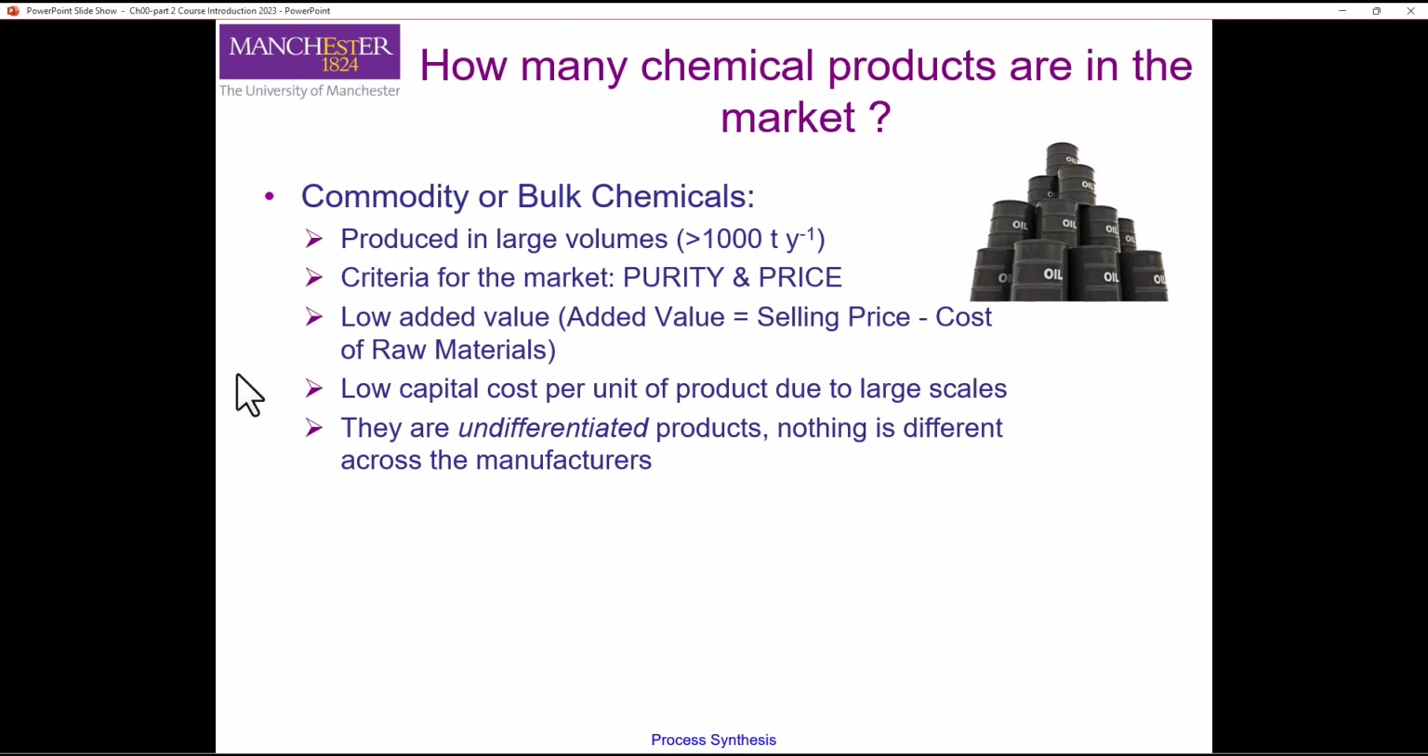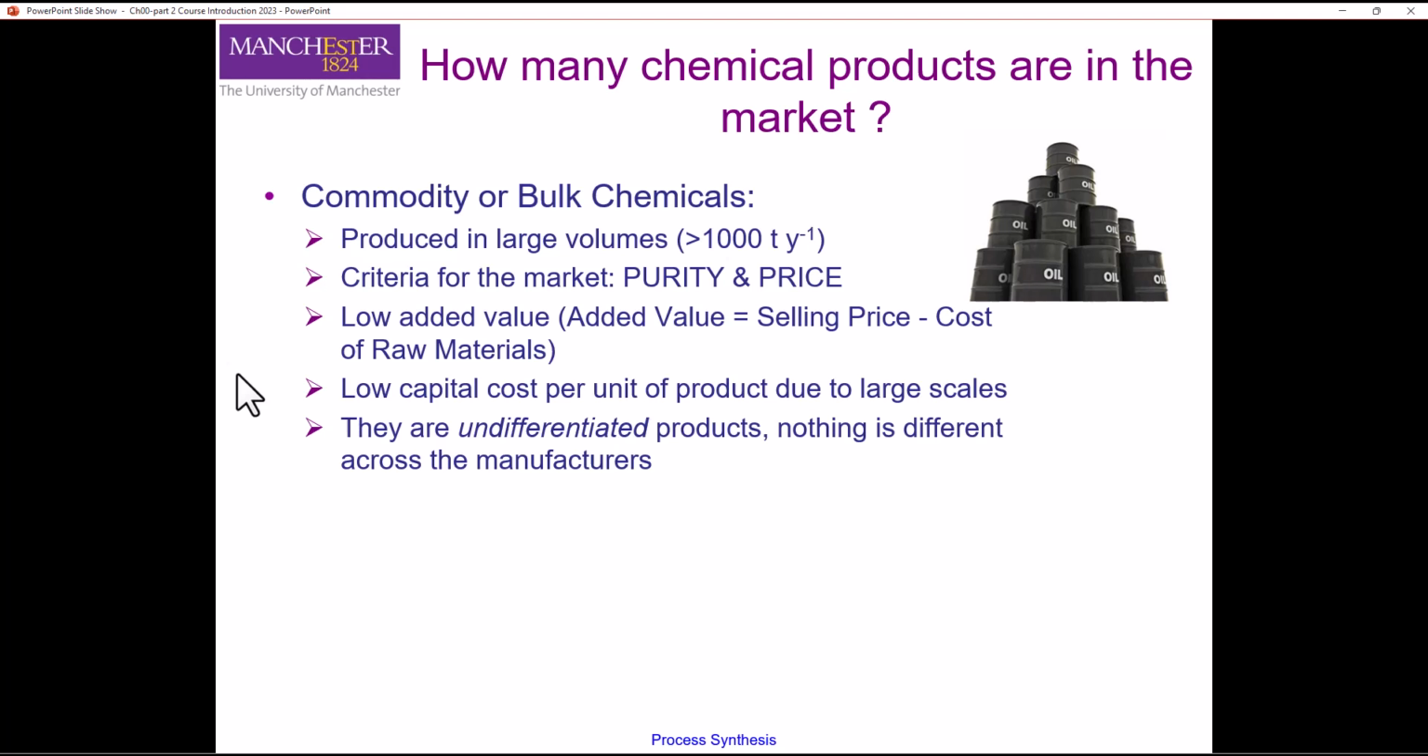Okay, so as the name suggests, these are bulk chemicals, which means they are produced in large quantities. For the scale of production, they are normally produced in quantities above 1,000 ton per year. Then we have composition versus function. For these chemicals, as I defined before, composition and purity are the main factors that dictate their price. The function of these chemicals is not that important.